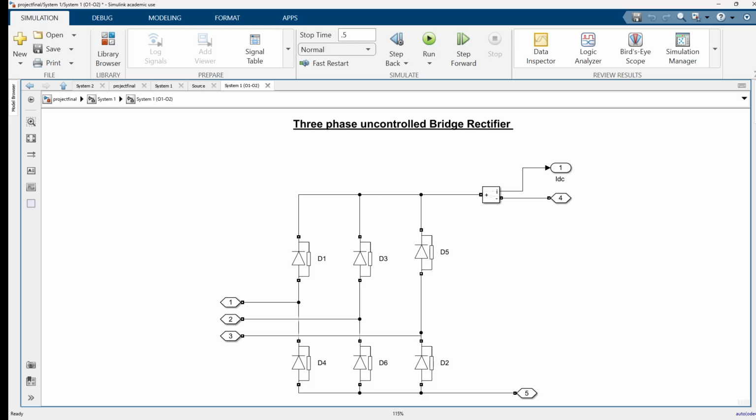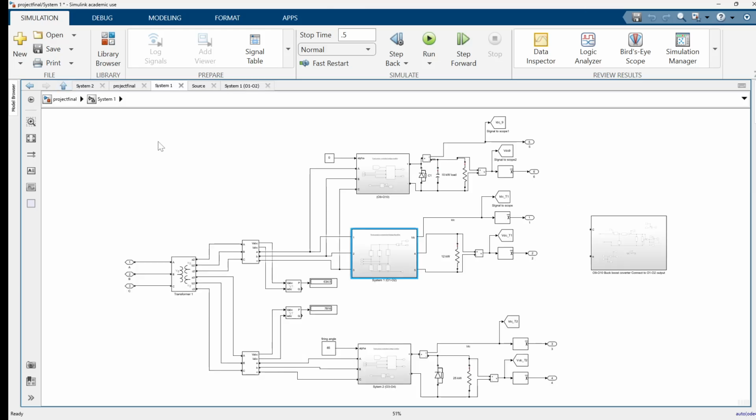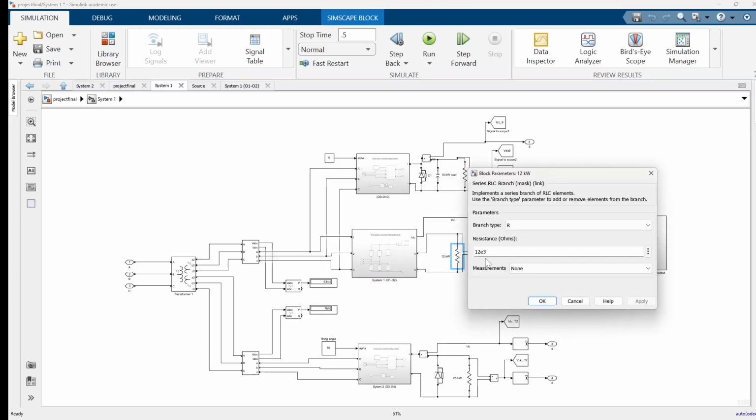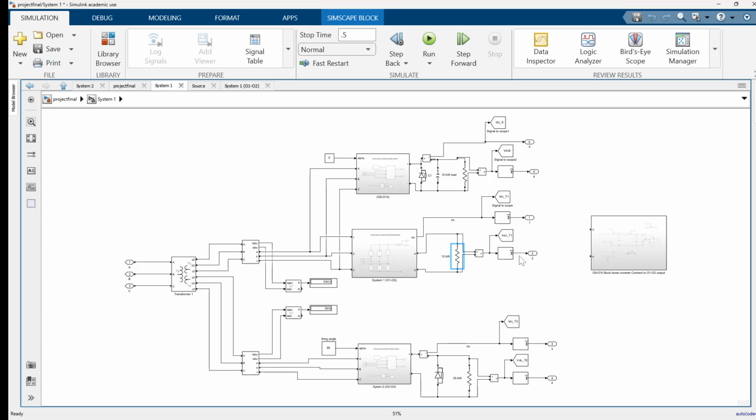And why do we choose the 3-phase uncontrolled bridge rectifier? Because it offers high efficiency, it will produce a low ripple at the output, and this type of rectifier has excellent reliability for a constant DC load. Next, for system 1, we are connecting it to a load of 12 kilowatt, and the average DC voltage and DC currents we will get from here.